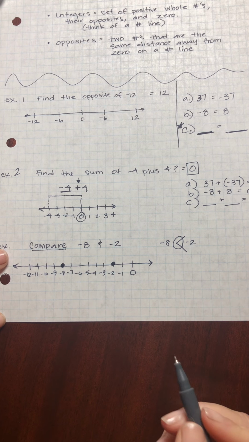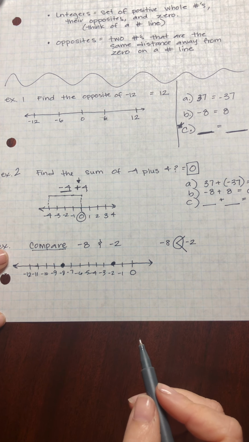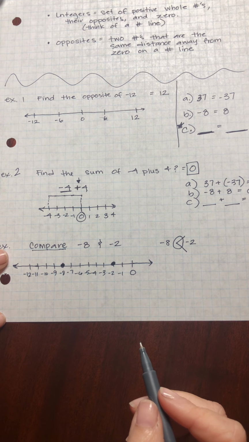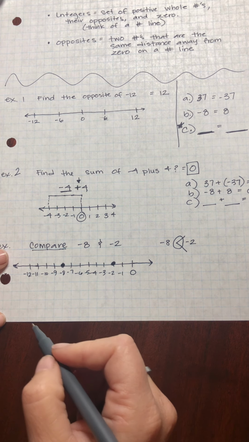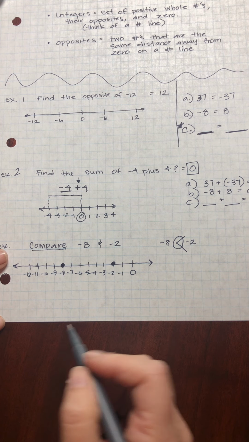So negatives are opposite, right? They're opposite of our positives. So in positives, the bigger the number, the more that it is. But in negatives, the smaller the number, the bigger that it is, okay?